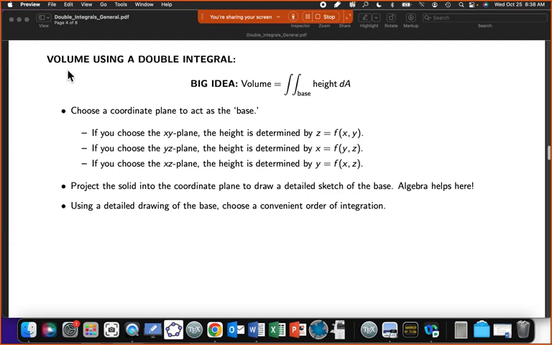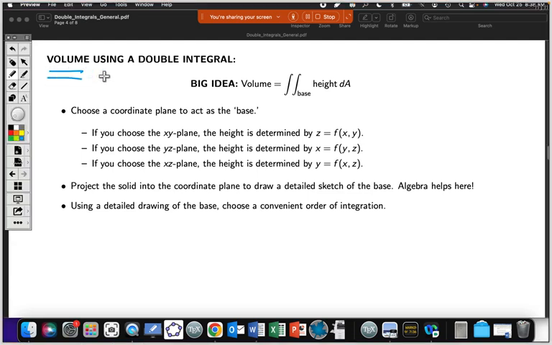All right, it's time to get back to the volume problem. When we first started double integrals Monday, we looked at the area problem in Calc 1 and then generalized it. Instead of looking at the area between the graph of a function of a single variable and the x-axis, we said, what if we tried to figure out the volume between the graph of a function of two variables, a surface, and the xy plane? And so here's the big idea.